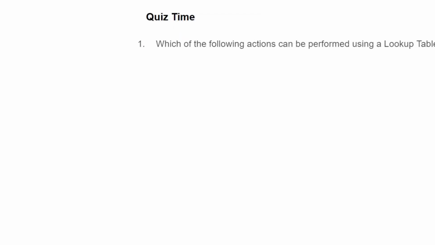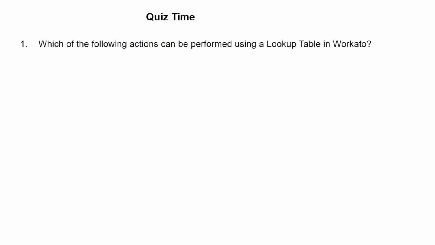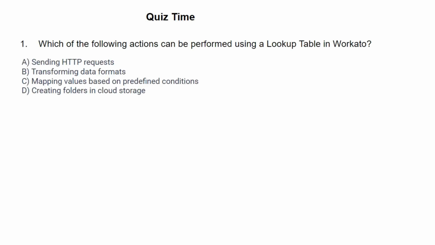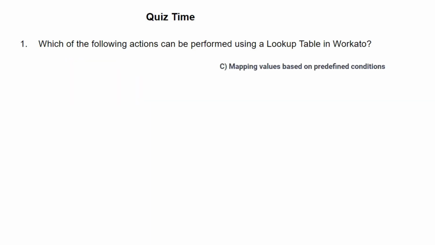The first question is, which of the following actions can be performed using lookup table in Workato? The options are sending HTTP requests, transforming data formats, mapping values based on predefined conditions. Fourth one is creating folder in cloud storage. Hopefully everyone answers this. Let me give you the answer. That is mapping values based on predefined conditions.